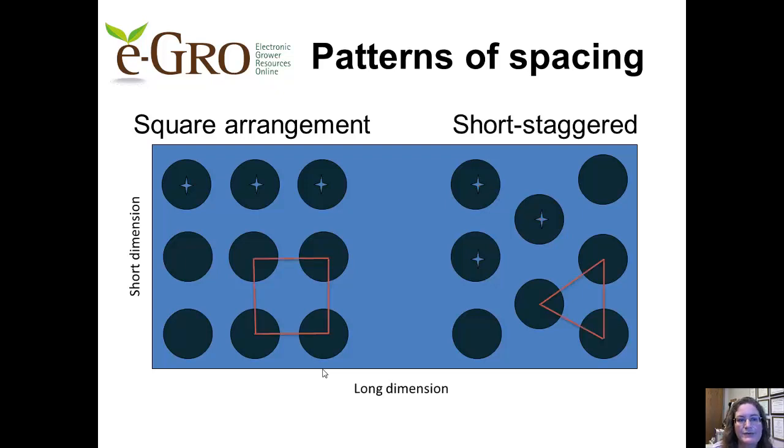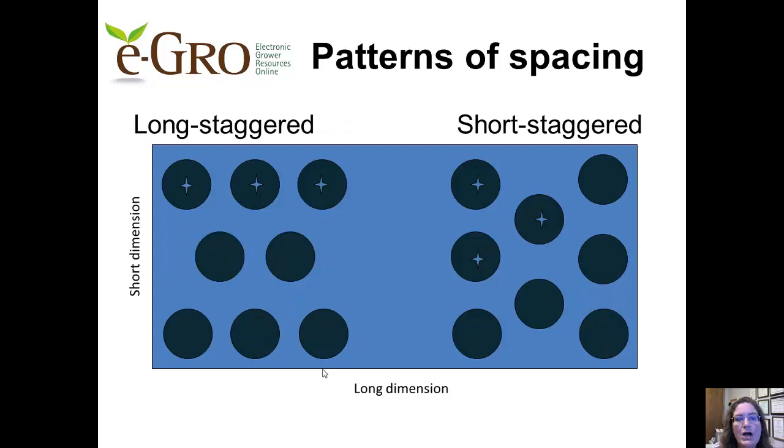A square pattern of spacing involves placing pots in parallel rows in both the short and long dimensions of a rectangular production bench. So any 4 containers form a square. Staggered patterns of spacing result when any 3 containers form a triangle. In the short staggered pattern, which you see on the right, the long rows are parallel to the short dimension of the rectangular bench.